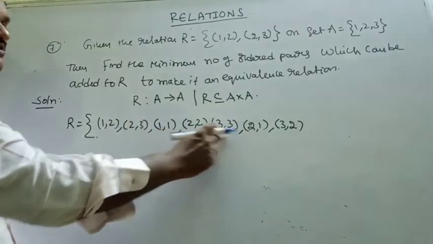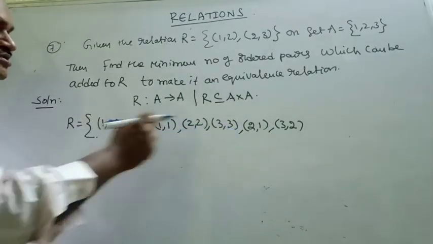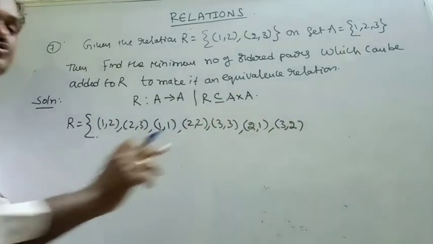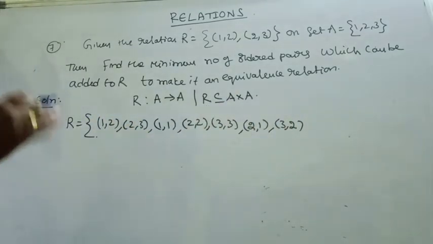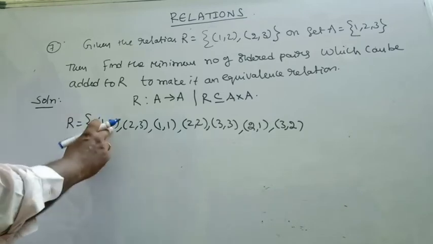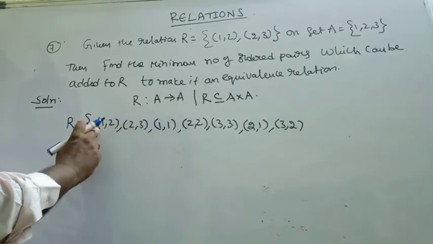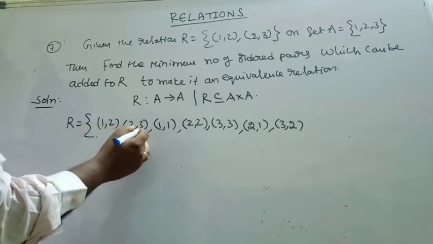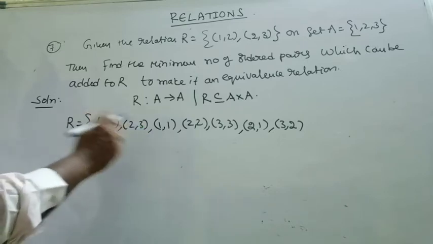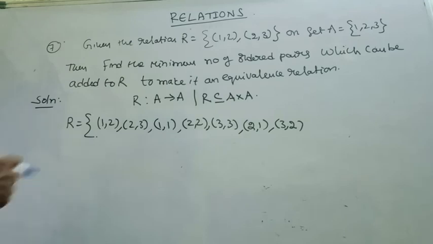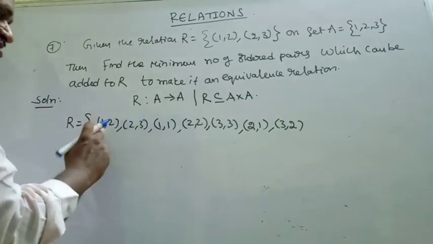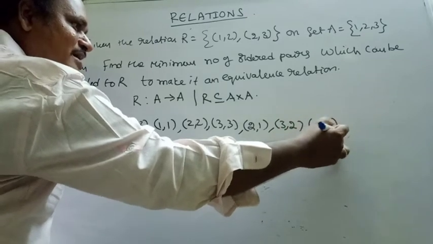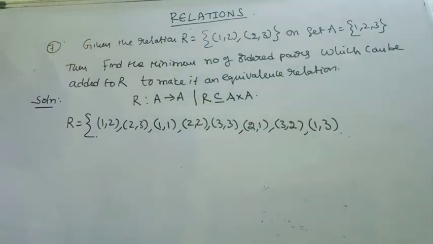Now here it is reflexive and symmetric. (1,2) is there, (2,1) is there, symmetric. (2,3) is there, (3,2) is there, symmetric. Now transitive. (1,2), (2,3) is there, but we should have (1,3). Here x related to y, y related to z, then x should be related to z. That means (1,3) should be there. Then only it becomes transitive. That's why (1,3) is there here.